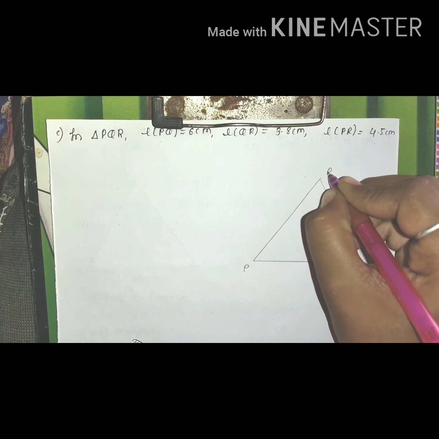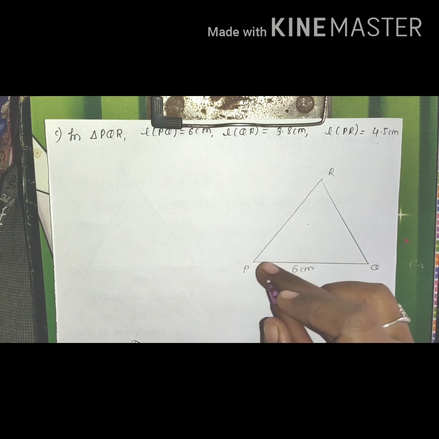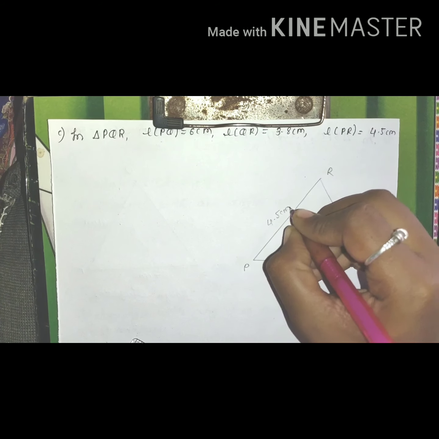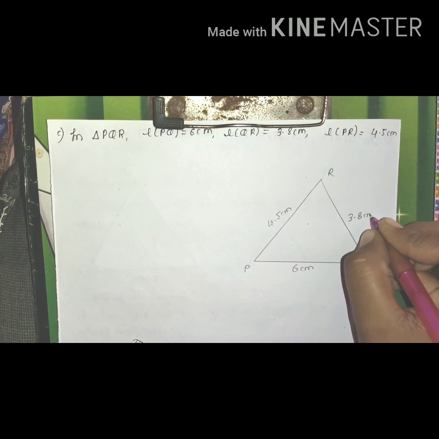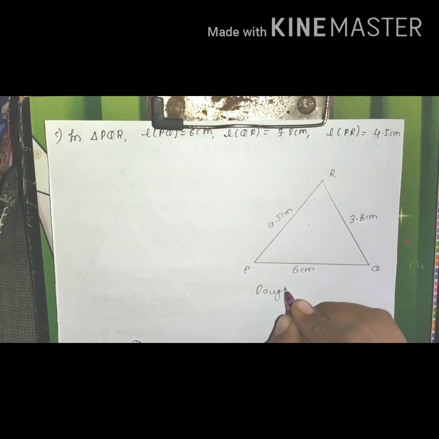PQR, PQ equals 6 centimeter, PR equals 4.5 centimeter, and QR is equal to 3.8 centimeter. That is the first step, rough diagram.